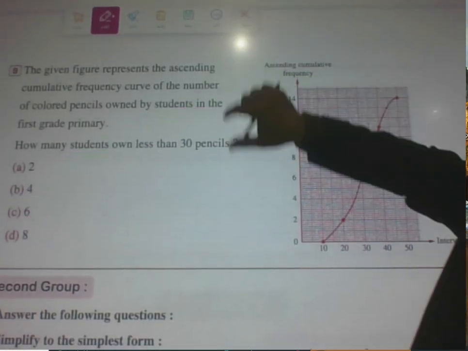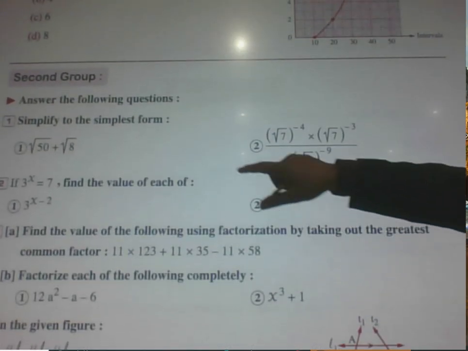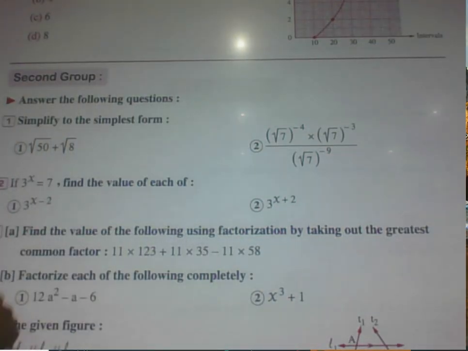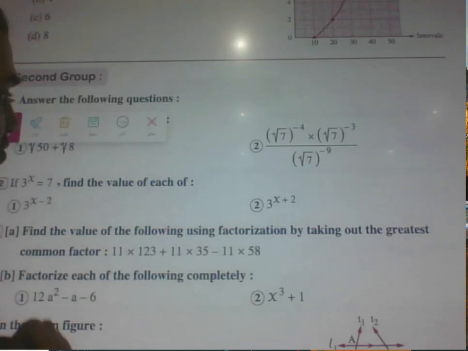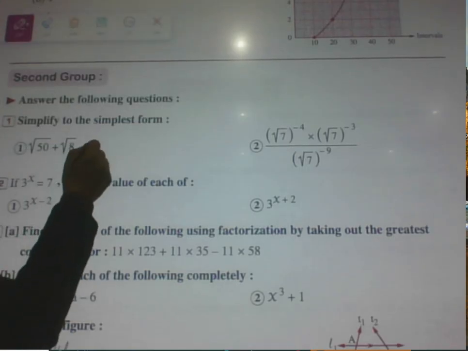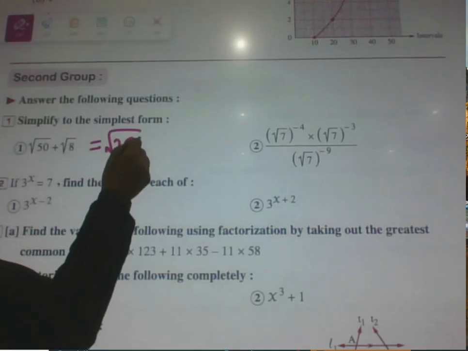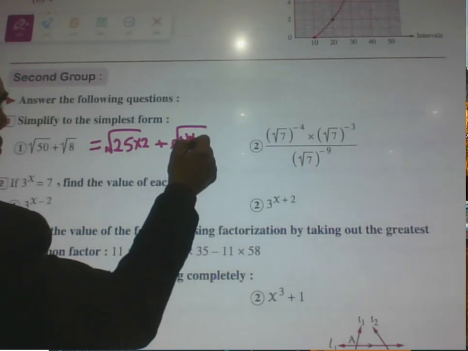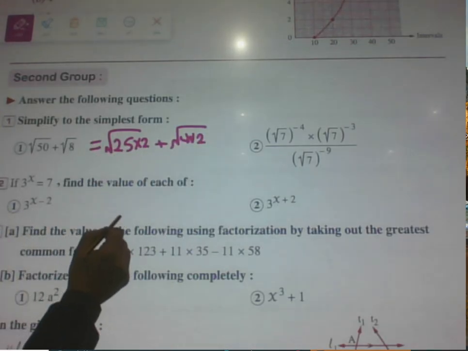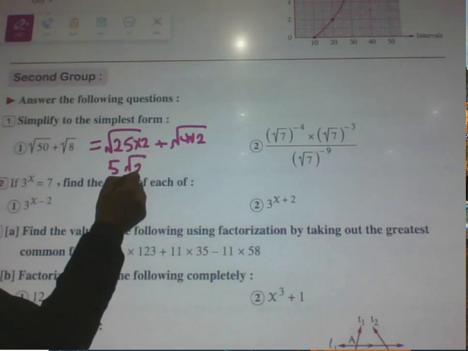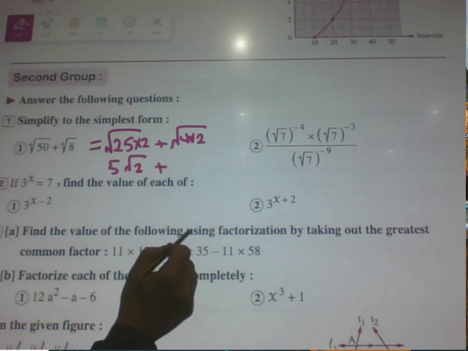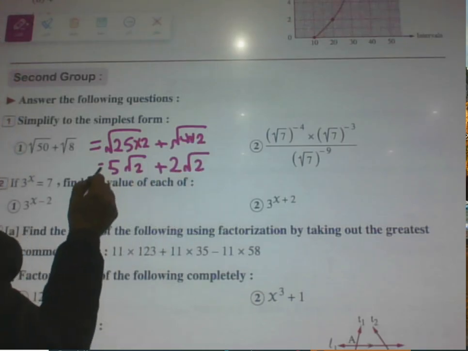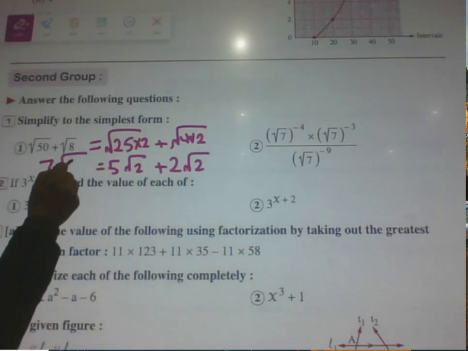Next question down here. Second, answer the following. We have root 50 plus root 8. We can solve this example. We know root 50 will be the square root of 25 times 2, plus the square root of 8, which equals the square root of 4 times 2. The square root of 25 is 5. Then we have 5 root 2 plus the square root of 4, which is 2, times root 2. And then we can collect the coefficients: 2 plus 5 equals 7. This answer will be 7 root 2.